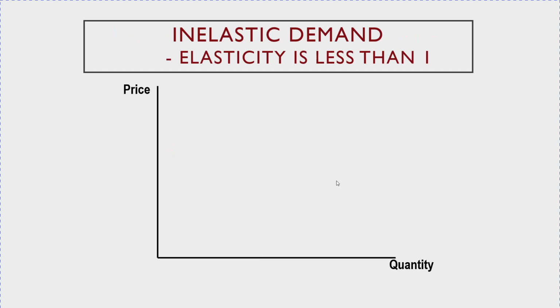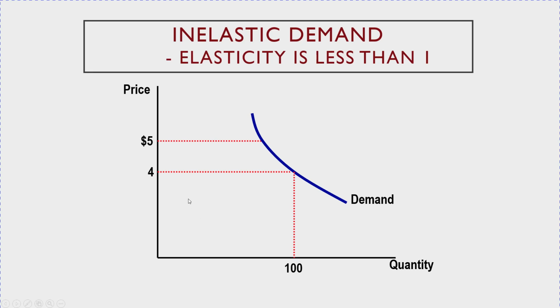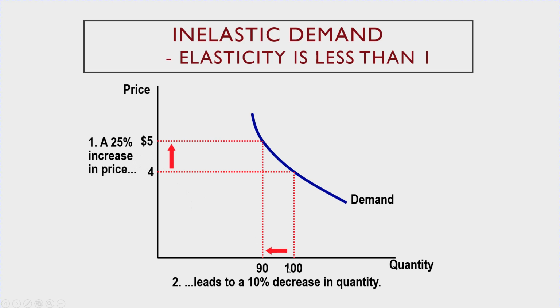All right, here's an inelastic demand. This is elasticity less than 1. So here's the demand curve. Let's just say at $4, 100 units are demanded. When you go from $4 to $5, it's a 25% price increase. What we notice here is that demand would only fall 10%. So inelastic: a large price increase does not result in a similar decrease in quantity.